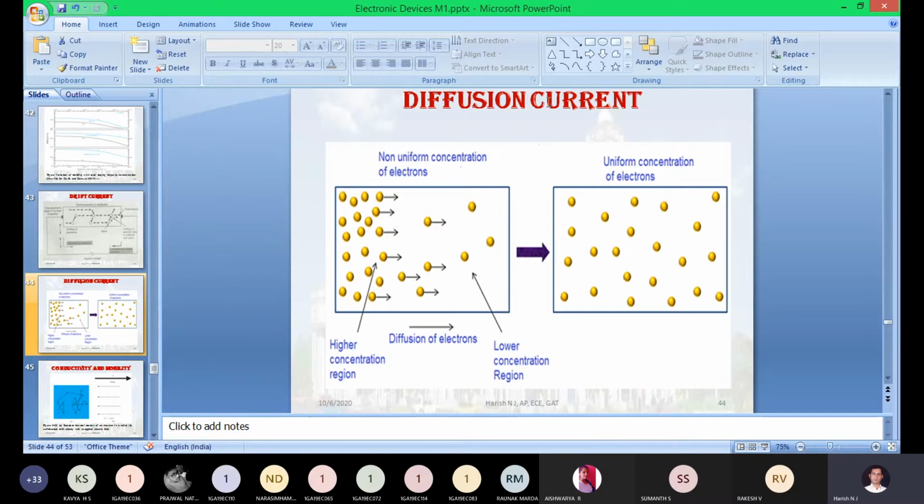But in diffusion, due to the repulsive force, the electrons start moving from the higher concentration region to the lower concentration region. When the electrons move from one place to another, they constitute a current. That current we call a diffusion current. So this is the difference between drift and diffusion.